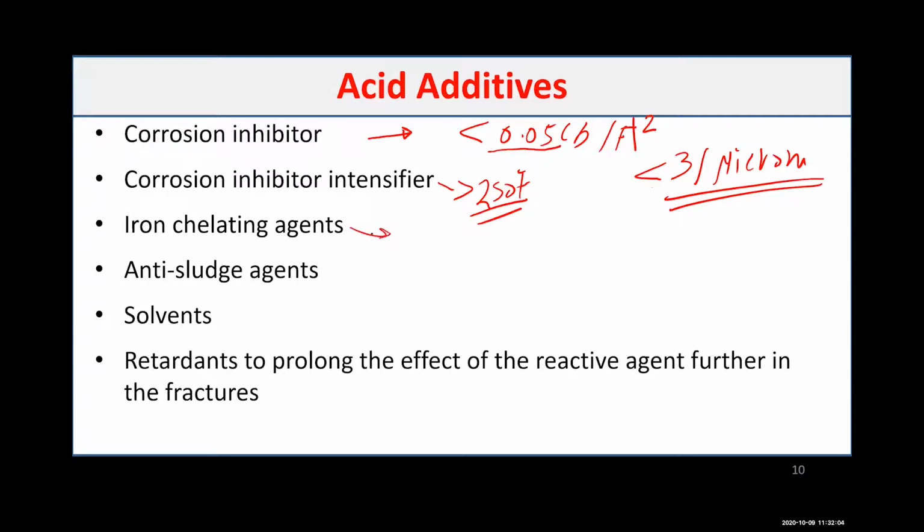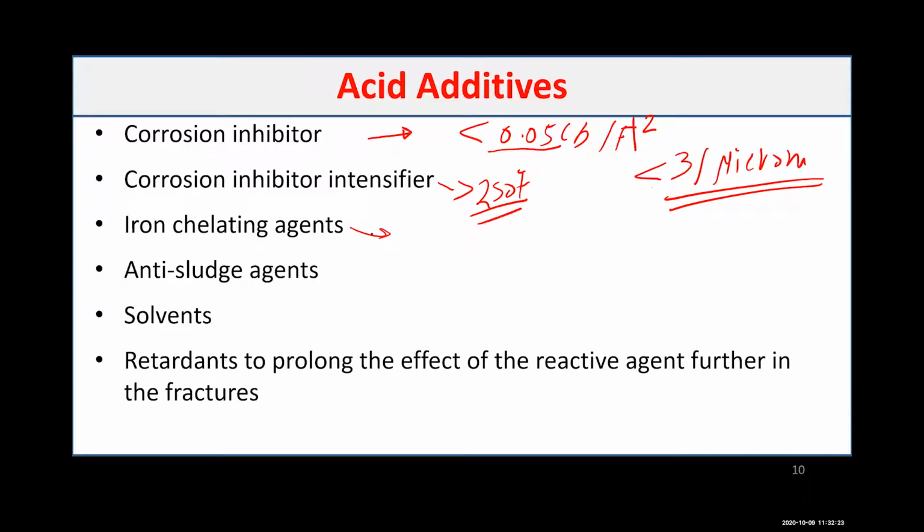Iron chelating agent. Iron is one of the things that can cause a lot of damage inside the formation. So we'd like to be sure this iron will not precipitate and will stay in solution. So we use an additive called iron control agent to keep the iron in solution.